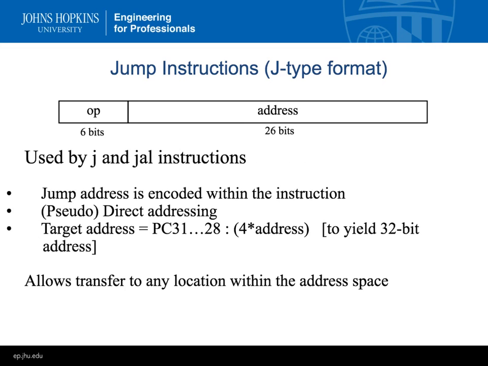So the third kind of format we have is J-type. And so if we're doing a jump, it would have an opcode of 2, and we would just give it an address here in this field, a 26-bit address, and it would take that address, multiply it by 4, and go to that address.